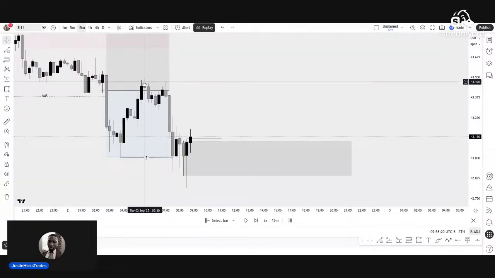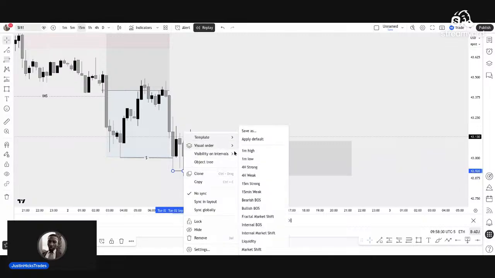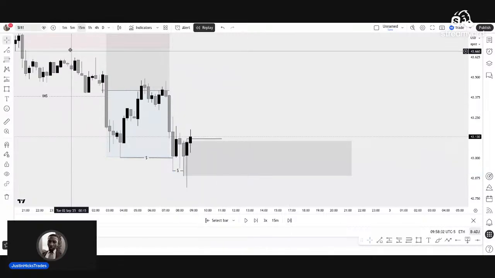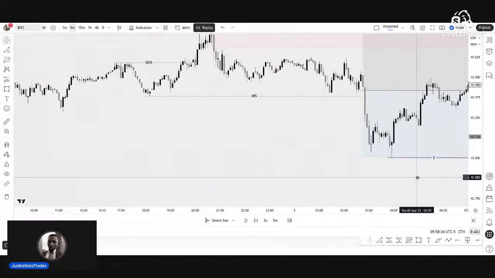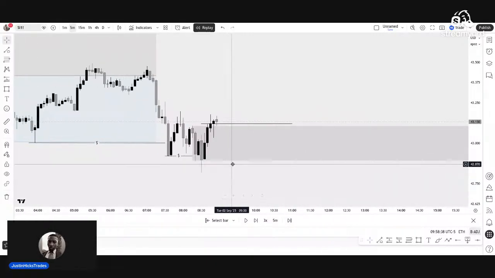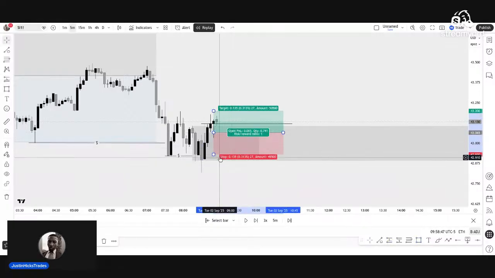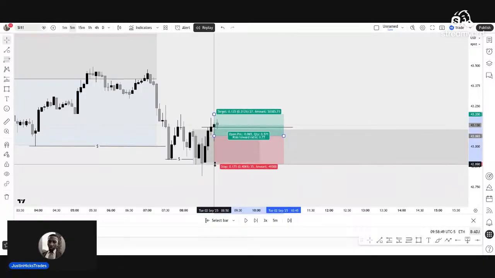And I'm on my 15 minute and I didn't realize it. I'm supposed to be on my 5 minute doing this. So since I'm on my 15 minute looking at this, on my 5 minute it most likely happened already. To where yeah, it tapped into it. Yeah, I already see my entry. It would have been here. I would have tapped and I would enter right there. Stop loss just below here.